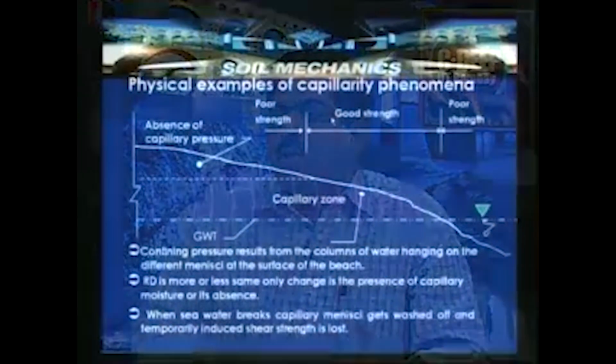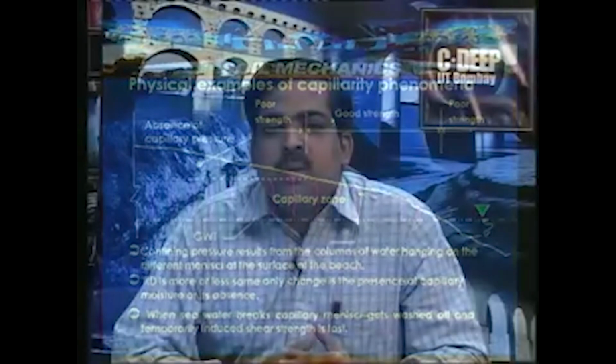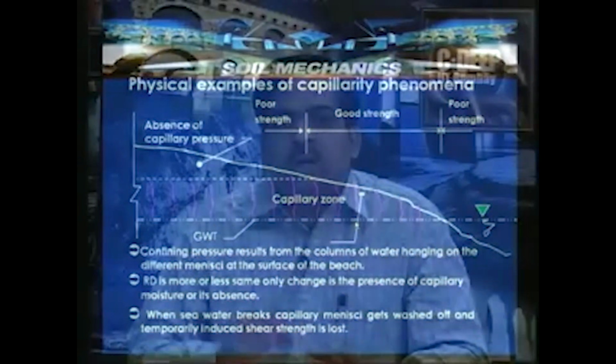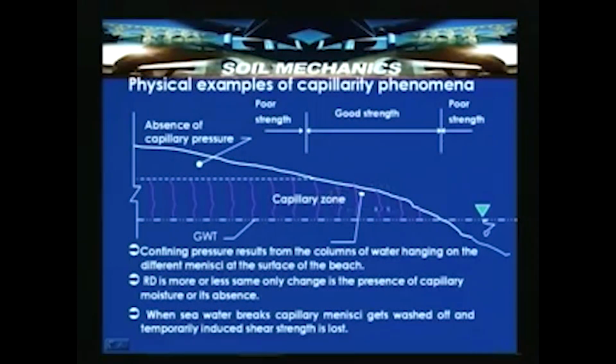Physical examples of the capillary phenomenon we can give are along the beach, as we said, very close to the water where the sand can have very good strength. Away from the beach, in the absence of capillary pressure, it is very difficult to walk or ride. In this zone, one can ride a motorcycle because the capillary columns, these pink lines, are filled with water under tension. So the effective stress is minus gamma w h c plus the total stress. It becomes a positive effective stress, which can provide good support.